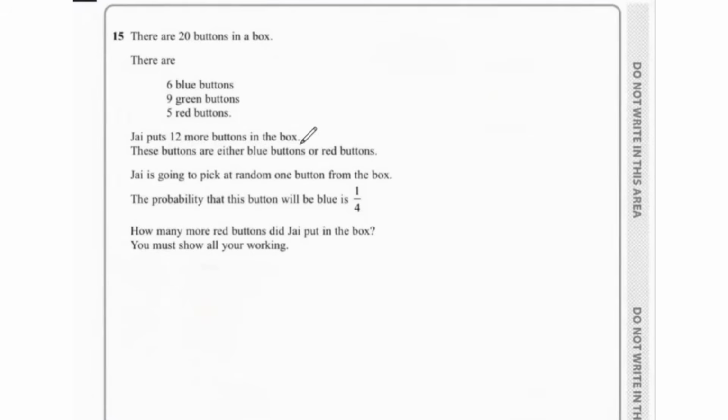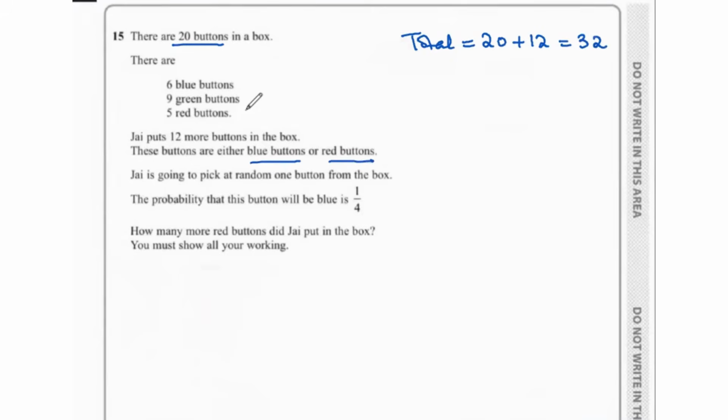So 12 more buttons are being put in the box. Already there are 20 buttons. So they're either blue or red. He's going to pick at random one button from the box, and the probability that this button will be blue is 1 over 4. So total buttons are now going to be 20 plus 12, which is 32. Green remains the same, which is 9. For blue and red, they're going to change.